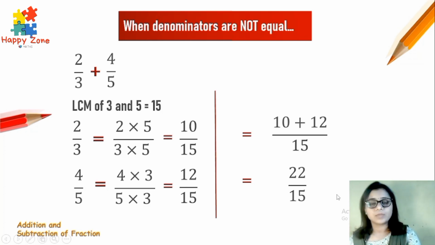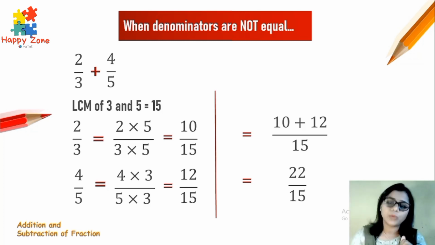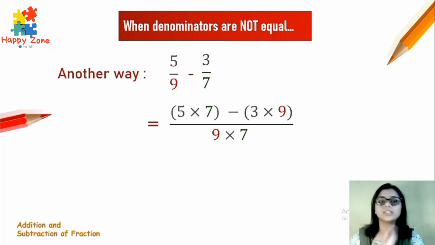There is another way as well. I have seen many children get confused while applying this LCM method. The other method is also doing the same thing but just in a different way. What we do in another way is, let's take an example. If we subtract 3 upon 7 from 5 upon 9, what will happen? Here what we do is in this way.